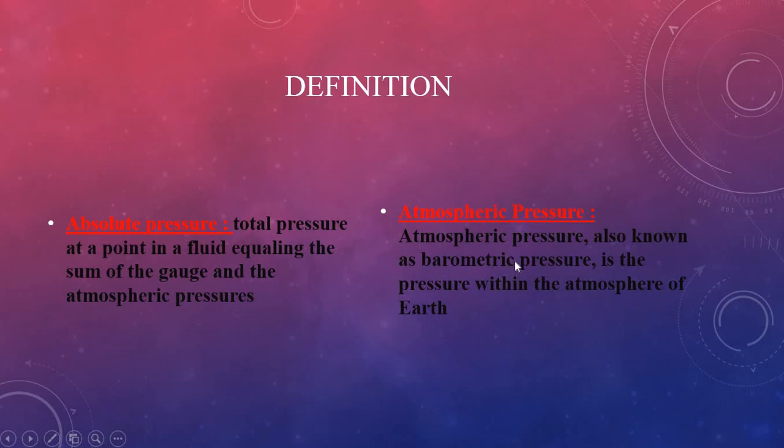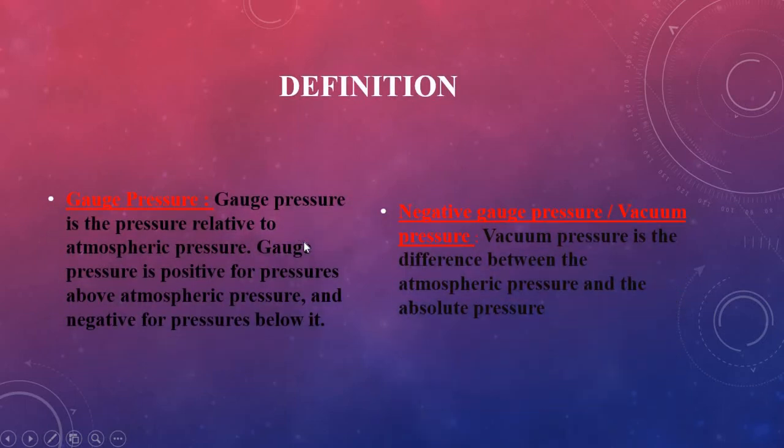If we learn about the atmospheric pressure definition, atmospheric pressure, also known as barometric pressure, is the pressure within the atmosphere of the Earth. We know the Earth is surrounded by our atmosphere, which is air. So air pressure we measure by a normal barometer. So it can be called barometric pressure. So let's know the definition of gauge pressure.